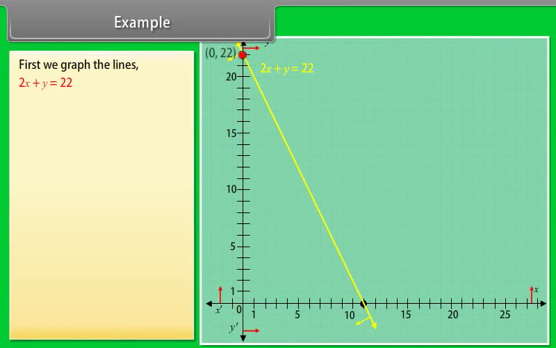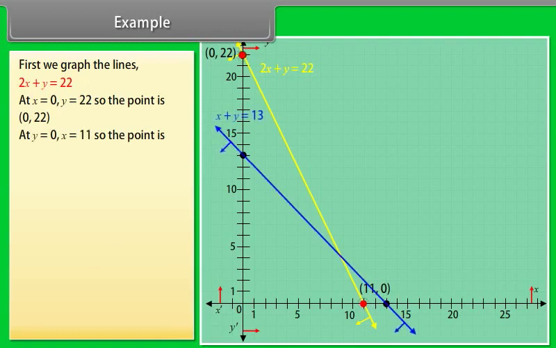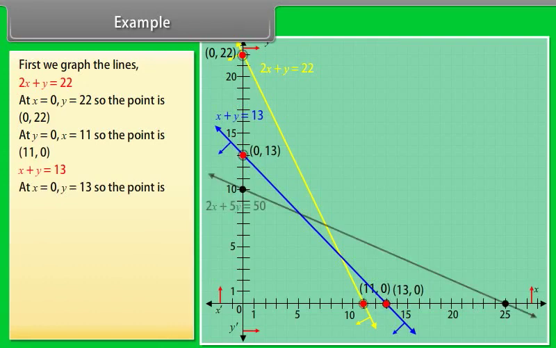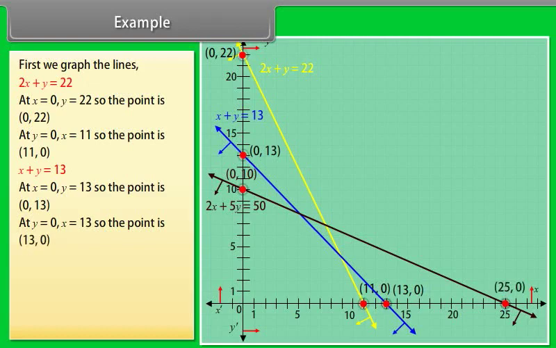2x plus y is equal to 22. At x is equal to 0, y is equal to 22. So, the point is 0, 22. At y is equal to 0, x is equal to 11. So, that point is 11, 0. X plus y is equal to 13. And x is equal to 0, y is equal to 13. So, the point is 0, 13. At y is equal to 0, x is equal to 13. So, the point is 13, 0.